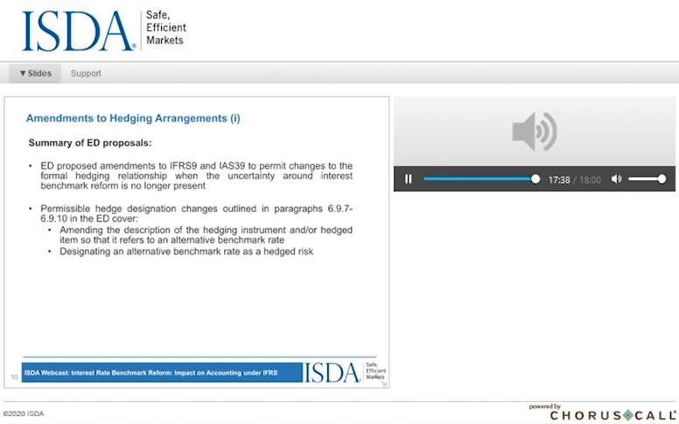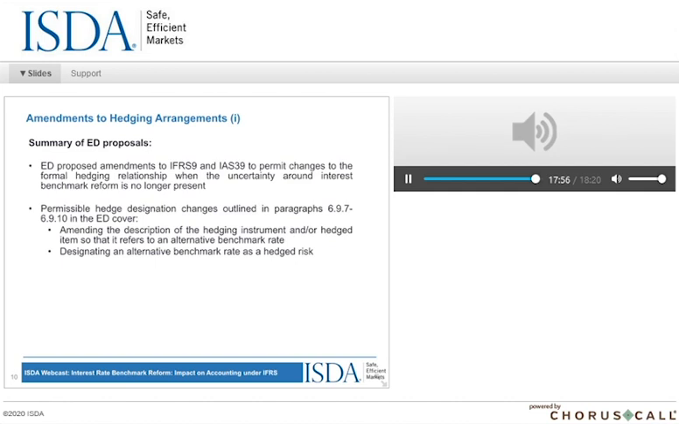These updates cover changes to hedge documentation to reflect possibly a change in the hedged risk and/or changes to the hedging instrument and hedged item, and additionally, updates to the approach adopted for assessing hedge effectiveness as a consequence of a change due to IBOR reform.